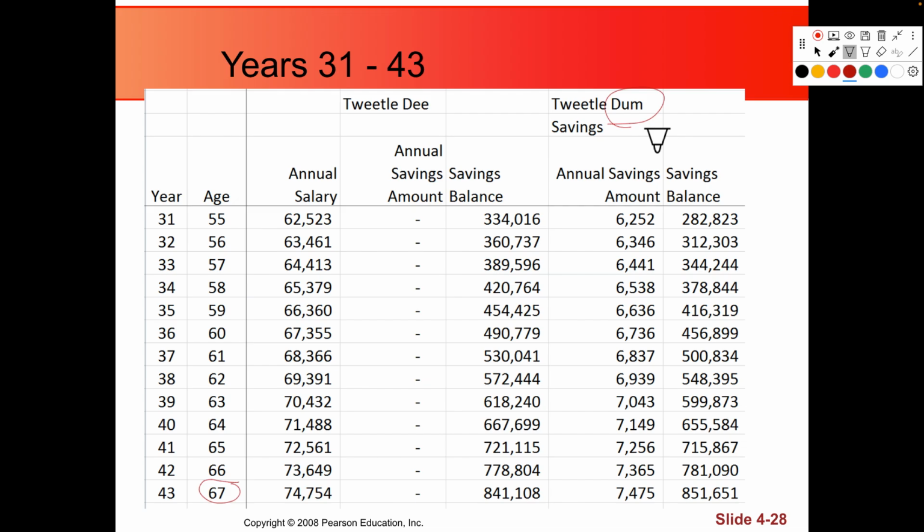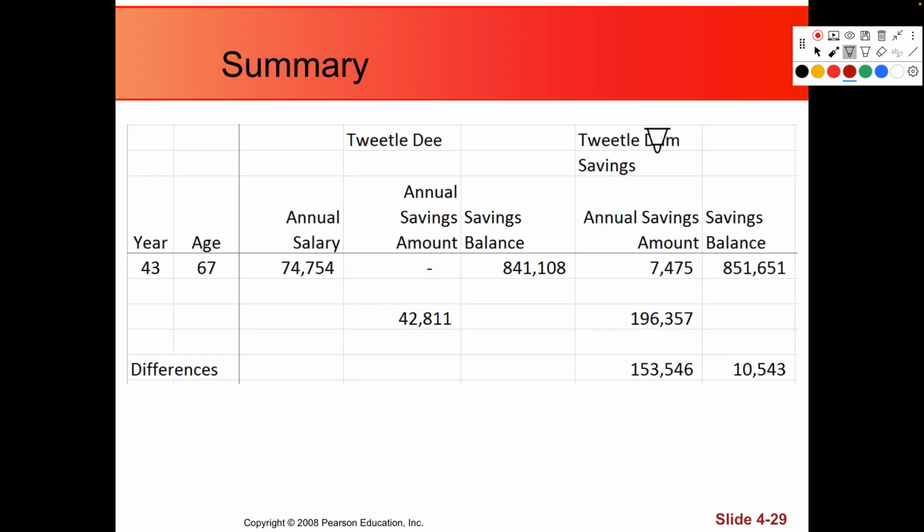Now, here's the question: do you think Tweedledee would have really stopped putting that money away? I don't think so. Because they take it out of your paycheck. You never see it, and so you don't miss it. So this is what really would have happened. Well, this is the summary. Okay, so here's the summary.